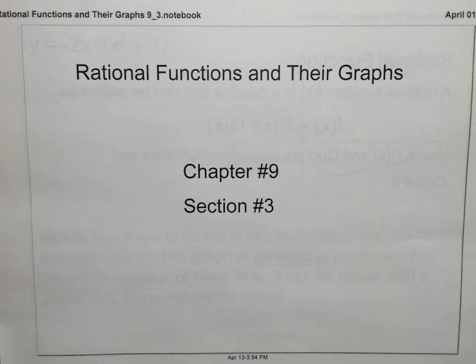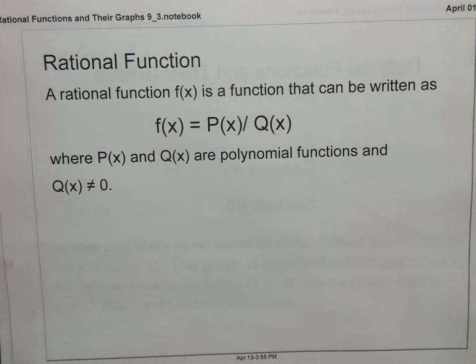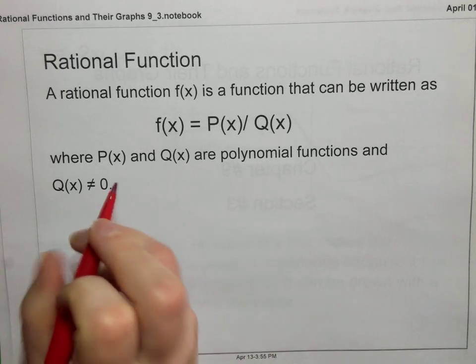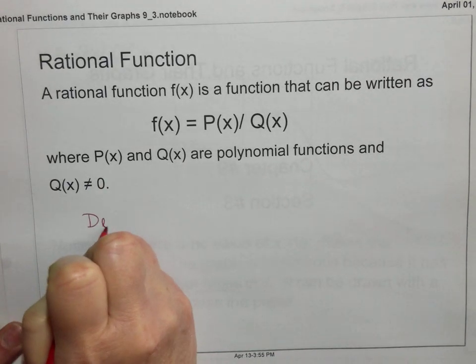Okay, I want to start by reviewing the rational functions and their graphs. Chapter 9, Section 3. Definition of a rational function. A rational function is a function that can be written as f of x is p of x divided by q of x, where p of x and q of x are polynomial functions, and q of x is not equal to 0. Remember, denominator of a fraction cannot be 0.